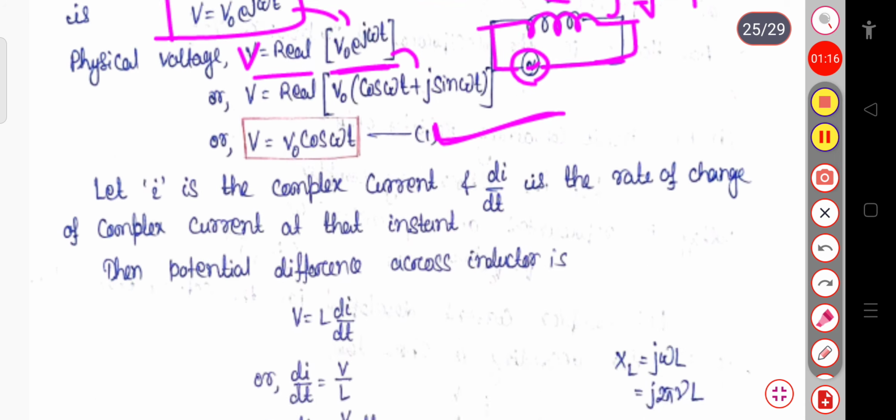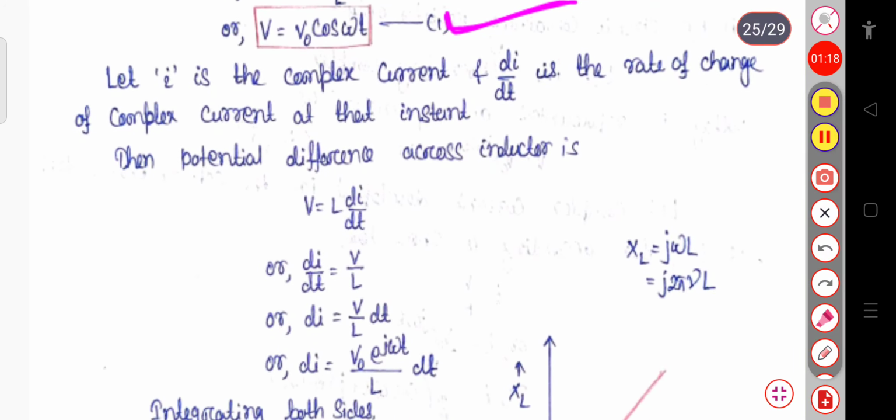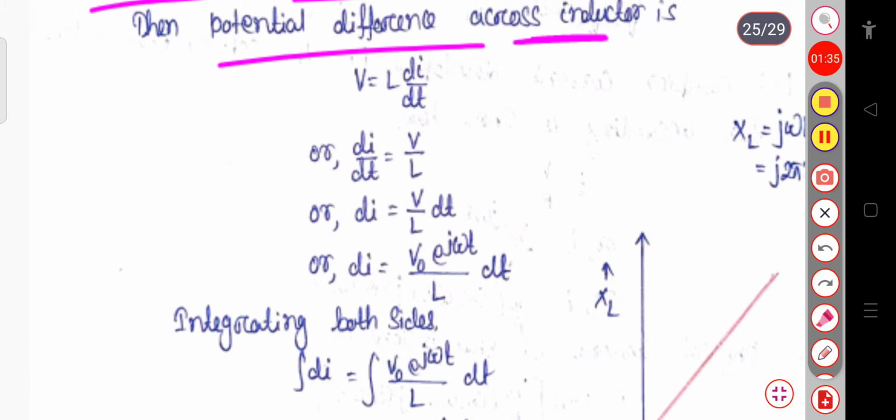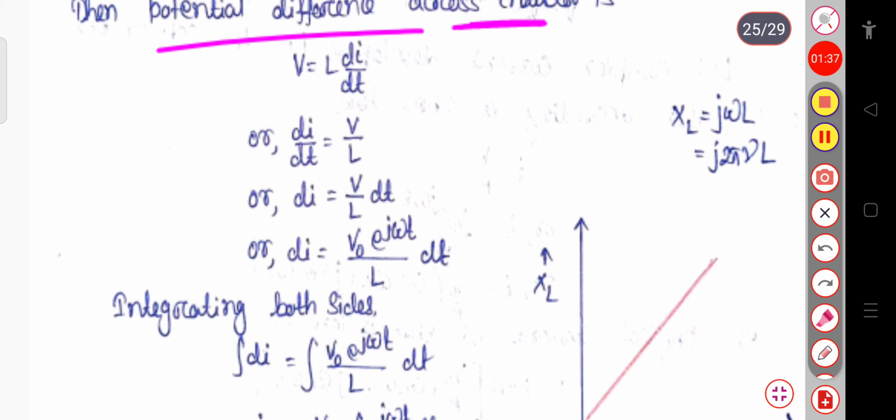And similarly for the current we can calculate. Let small i be the complex current and di by dt is the rate of change of complex current at that instant. Now the potential difference across this inductor, for the inductor we can write this potential as V equal to L into di by dt, or simply this di by dt equal to V divided by L. This L is divided here, so di by dt equal to V by L. Or if I multiply this dt on the right hand side, the di will be equal to V by L into dt.